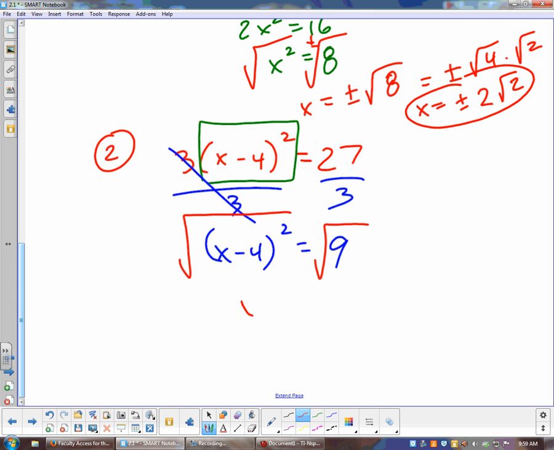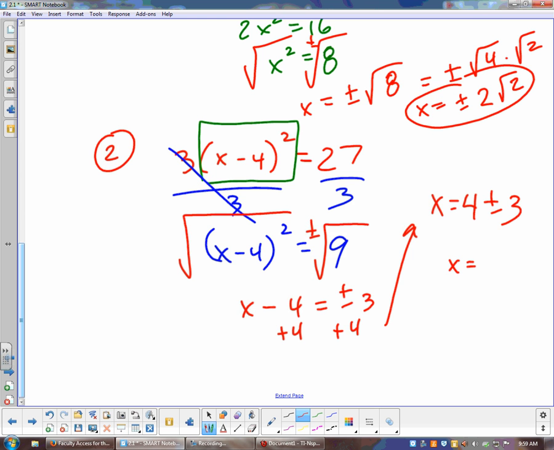x minus 4 equals plus or minus 3. So that means I can add 4 to both sides. So I get x equaling 4 plus or minus 3. So what are my 2 solutions to this equation?